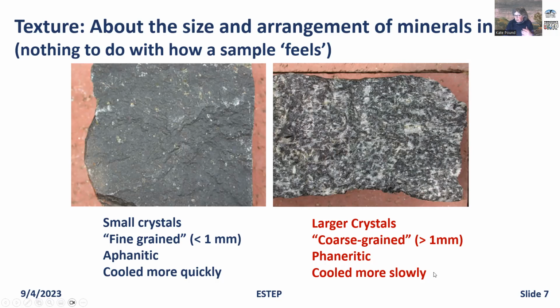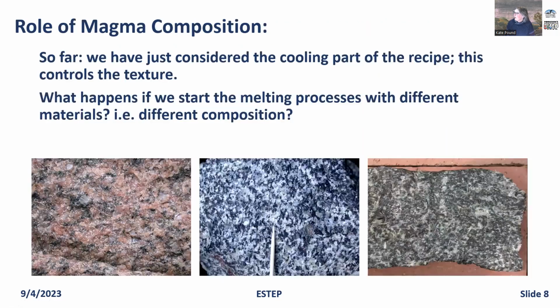And this tells us that it cools more slowly. All right, so we know about quick and slow cooling. We know about texture. If we're thinking about the recipe for making igneous rock, there's one thing we haven't thought about. What about the start of that melting process when we're first melting the rock to make the magma?